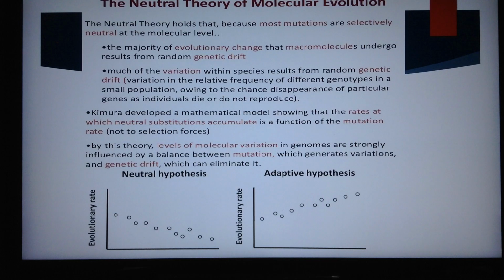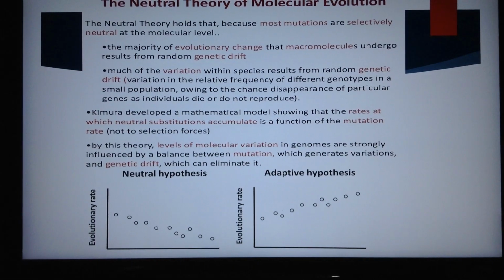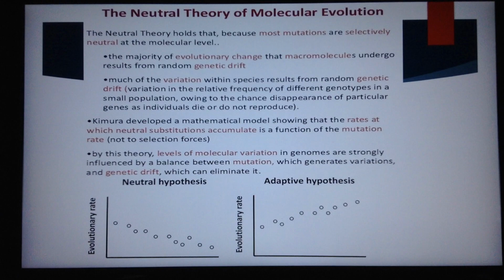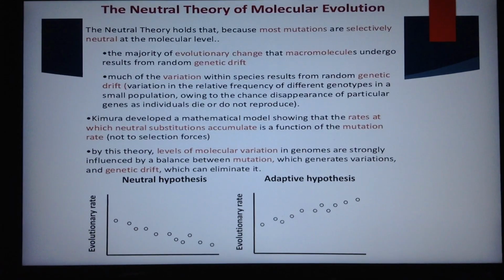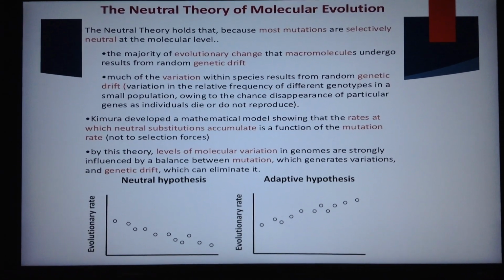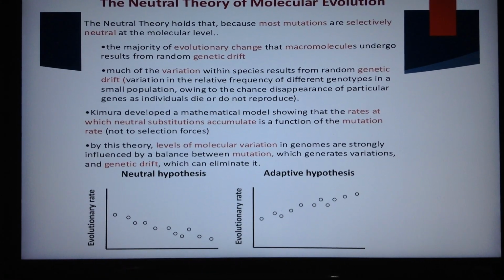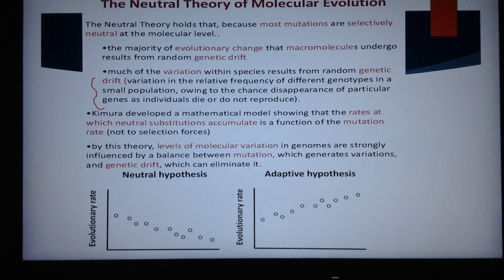So the neutral theory of molecular evolution says that the majority of evolutionary changes that macromolecules undergo result from random genetic drift. Genetic drift is variation in the relative frequency of different genotypes in a small population owing to the chance disappearance of particular genes as individuals die or do not reproduce. So many of these are lost, some of them are transmitted.